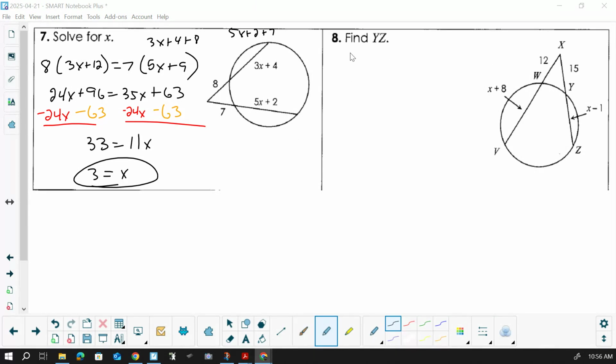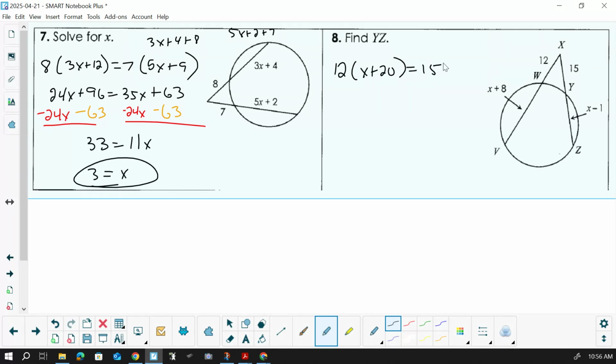Okay, let's see here. The part on the outside times the whole thing. The whole thing would be x plus 8 plus 12 would be x plus 20. And this one, 15 times x minus 1 plus the 15 would be x plus 14. Okay. Let's see, distribute that. We get 12x. 12 times 20, 240. 15x plus 15 times 14 is 210.